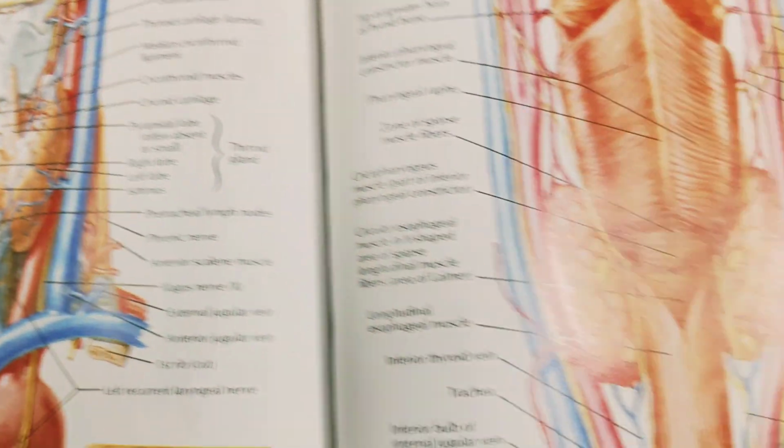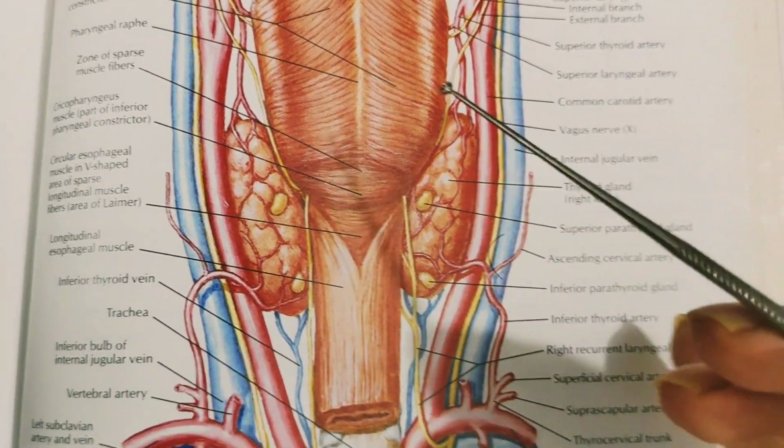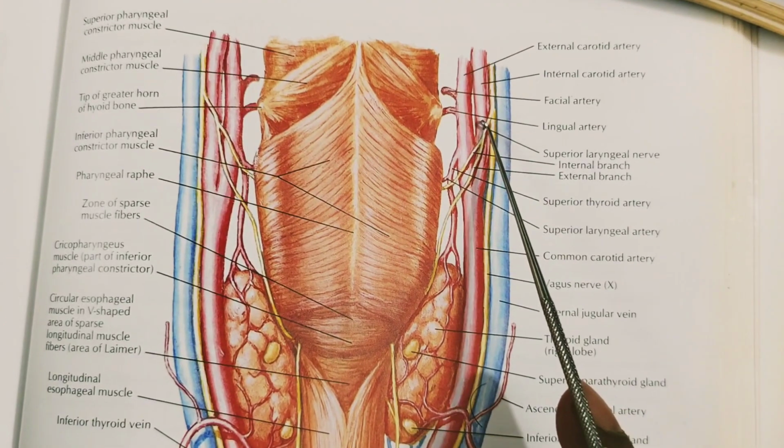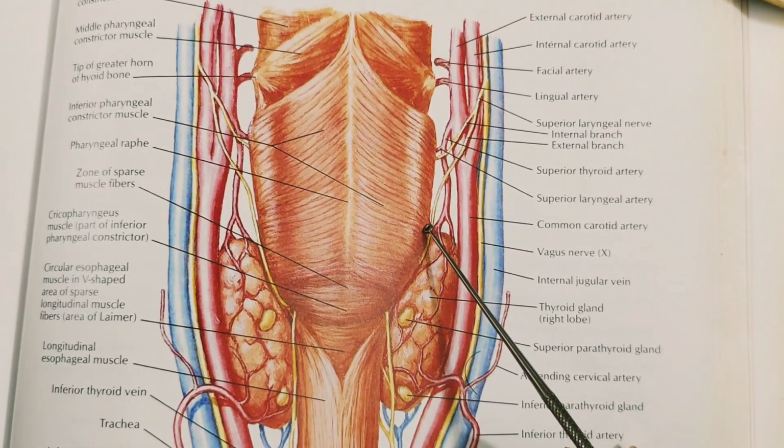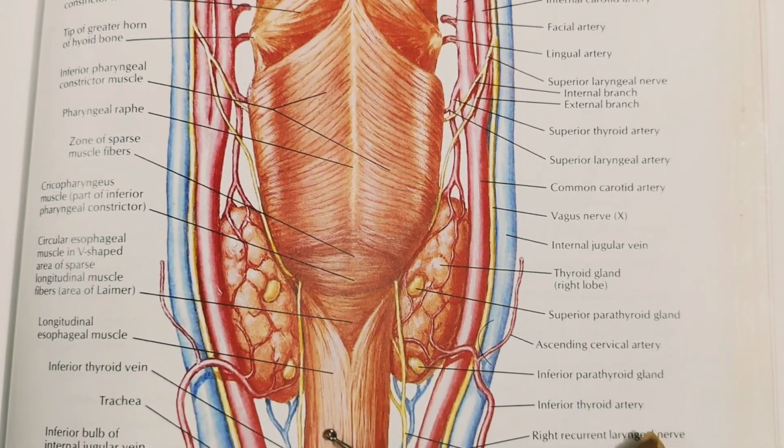And two important nerves are related with the thyroid gland, that is the superior laryngeal nerve and the recurrent laryngeal nerve.